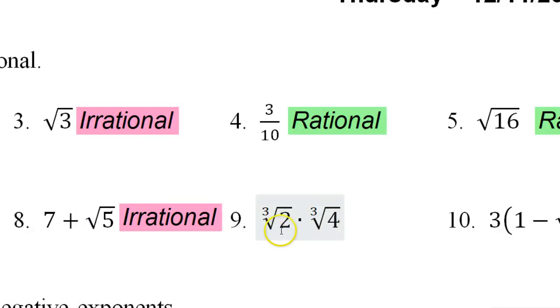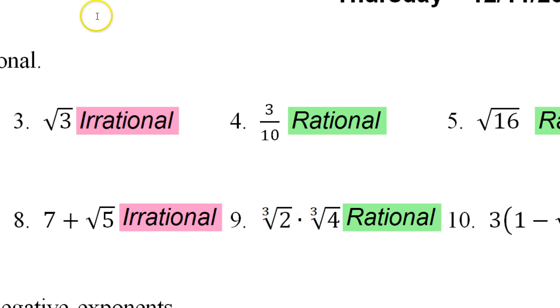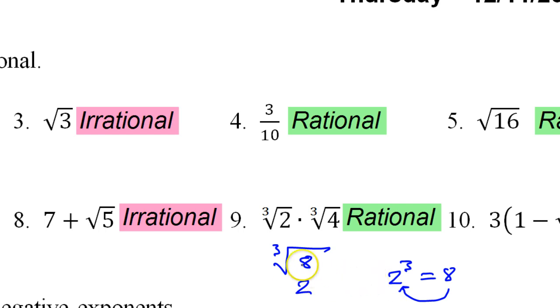Okay, what about this number? The cube root of 2 times the cube root of 4. I'm hoping to convince you that this is a rational number. Now, I know that the cube root of 2 times the cube root of 4, because the index is the same, the root is the same, you can multiply these together. So this is the same thing as the cube root of 8. And then I also know that the cube root of 8 is 2, because 2 to the third power is 8. So the cube root of 8 is 2, and of course 2 is a rational number.